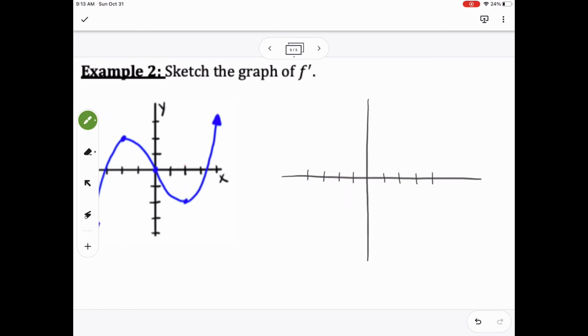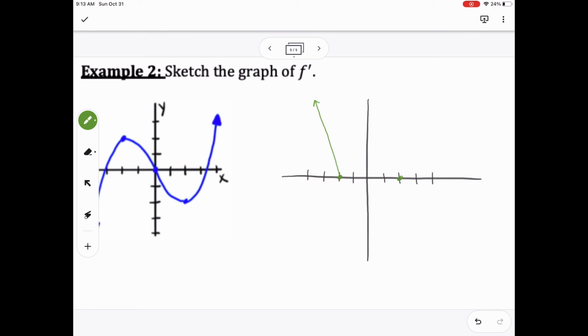So then for example 2, I'd like you to pause and give it a shot. All right, now that you're back, the slope is 0 at negative 2 and 2. So I'm going to plot those 2 points. Everything to the left of negative 2 is increasing, so my slope is going to be above the x-axis.